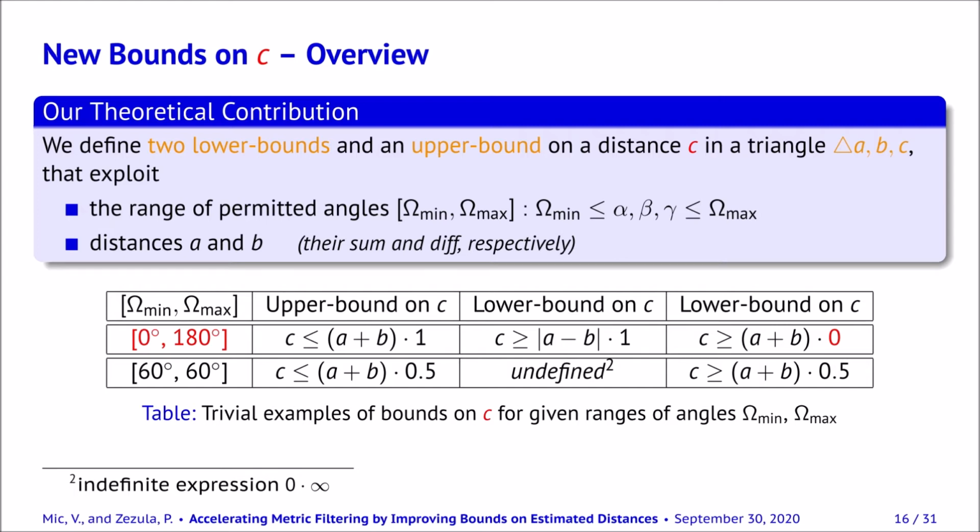If we set omega min equal to omega max equal to 60 degrees, then it means that all triangles A, B, C are equilateral. Therefore, if we know the sum of A and B, we immediately know that C is equal to 1/2 of this sum. Let's have a look at the bounds that we derived. The upper bound on C based on the sum of A and B is tight. Also, the newly derived lower bound on C based on the sum of A and B is tight. And the last lower bound on C based on the difference of A and B is not defined, as it is equal to an indefinite expression.